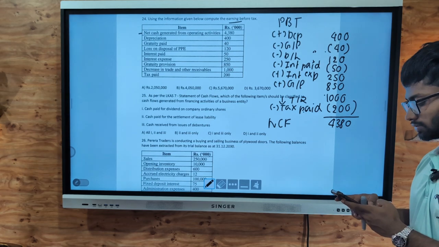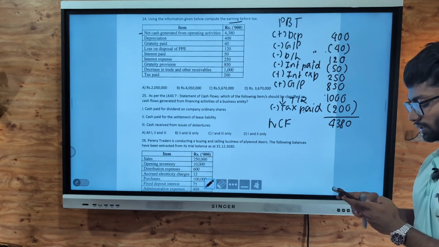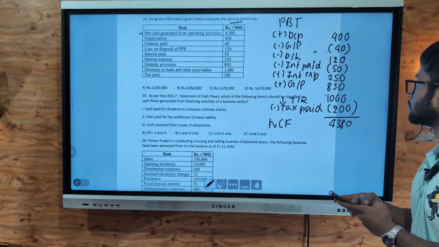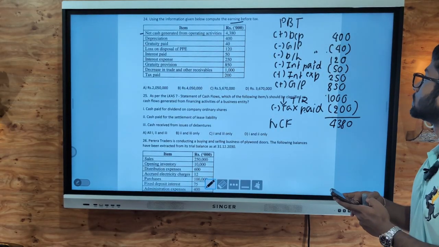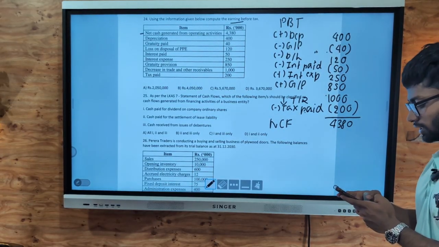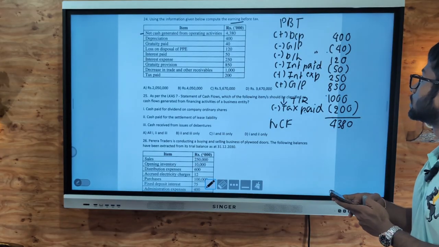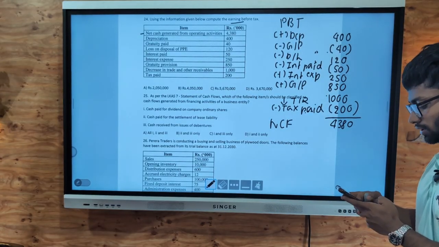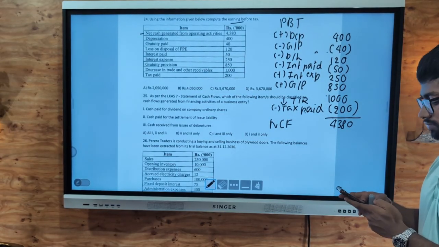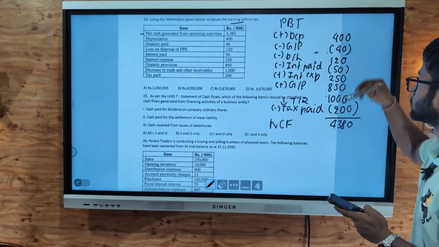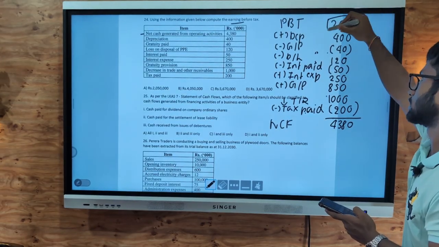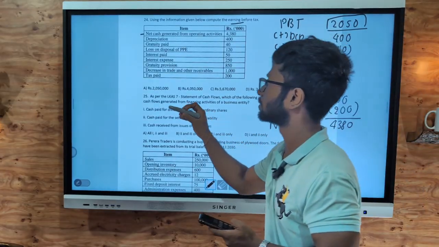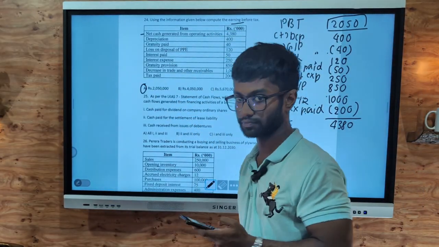250 you deduct. 50 you add back. 120 you deduct. 40 you add back. 400 you deduct. Then you get the value as 2050. It should be answer number B.